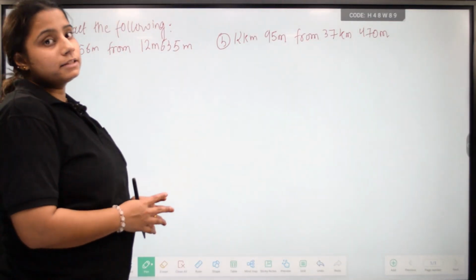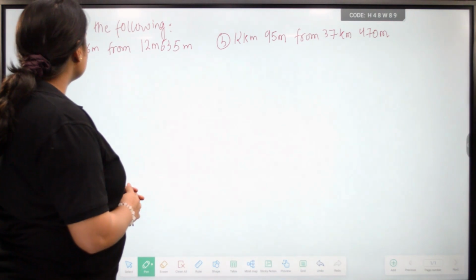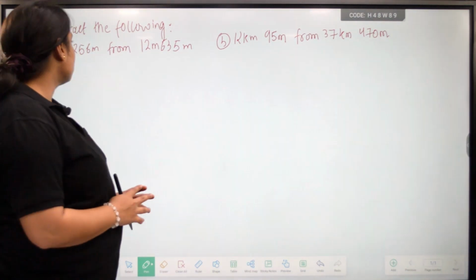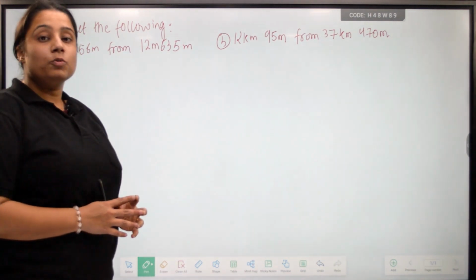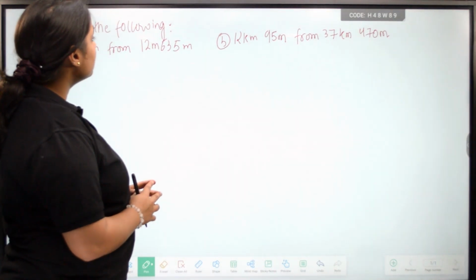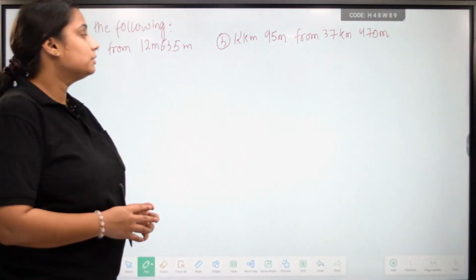Example 2, subtract the following. Part A, 7 kilometers 25 meters from 12 kilometers 635 meters.